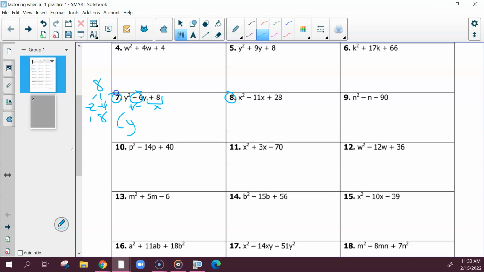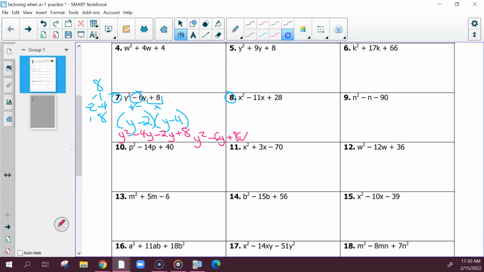So we would have y minus 2 and y minus 4. I'm going to distribute this back out just to make sure it works. Y times y will give us y squared. Y times negative 4 is negative 4y. Negative 2 times y is negative 2y. Negative 2 times negative 4 is positive 8. So y squared minus 6y plus 8 works.